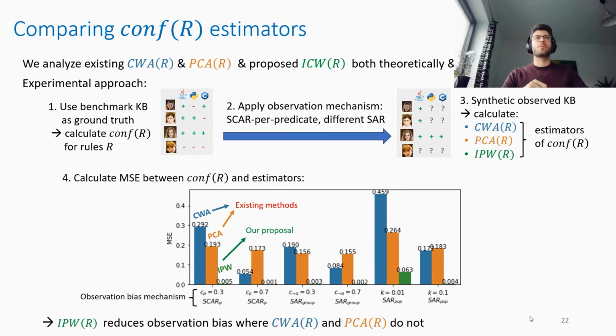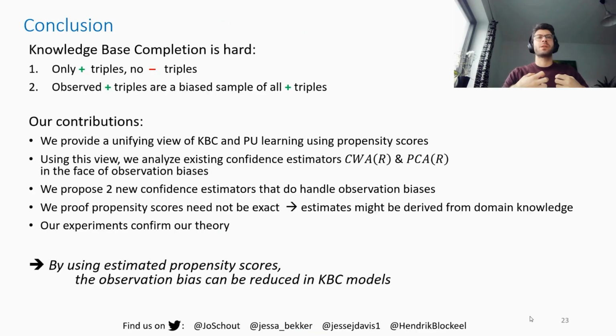So, to conclude, we know knowledge-based completion is hard, because knowledge bases only contain positive triples and no negative triples, and the observed positive triples are a biased sample of all positive triples. So, our contributions in our paper are that, first, we provide a unifying view of knowledge-based completion and PU learning using propensity scores. Using this view, we analyze the existing CWA and PCA confidence estimators in the face of observation biases, and we show that they cannot handle general observation biases.